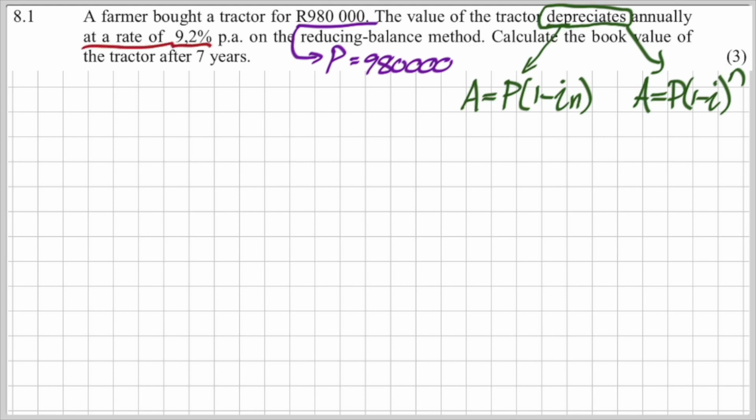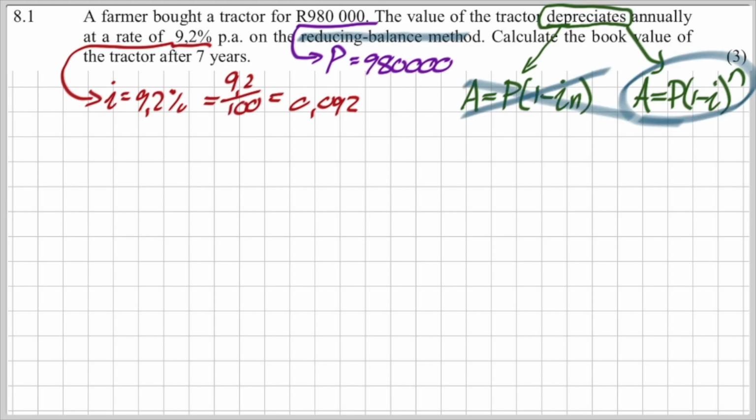Also, they say that there's an interest rate of 9.2%, but some of your teachers would not like to use 9.2%, so you could either use 9.2 over 100 or 0.092. Your choice. You must decide. Please keep your teacher happy. That's a very important thing. So when we look at this, the next thing says reducing balance method. So now I eliminate the first formula and I know I'm stuck with the power of n.